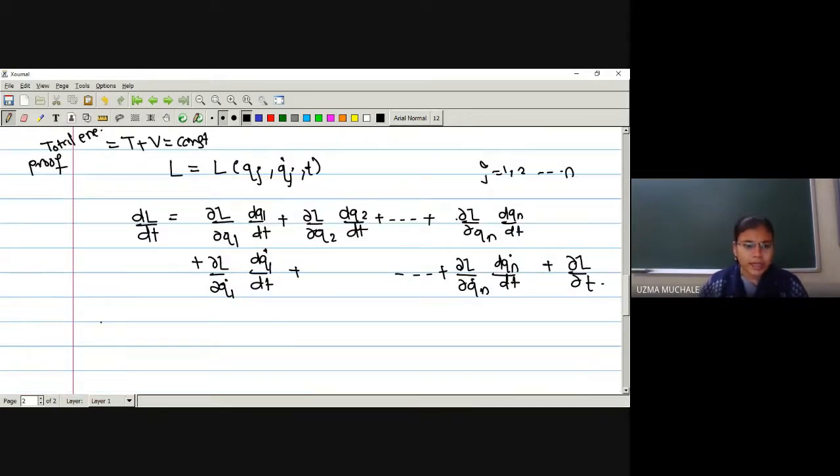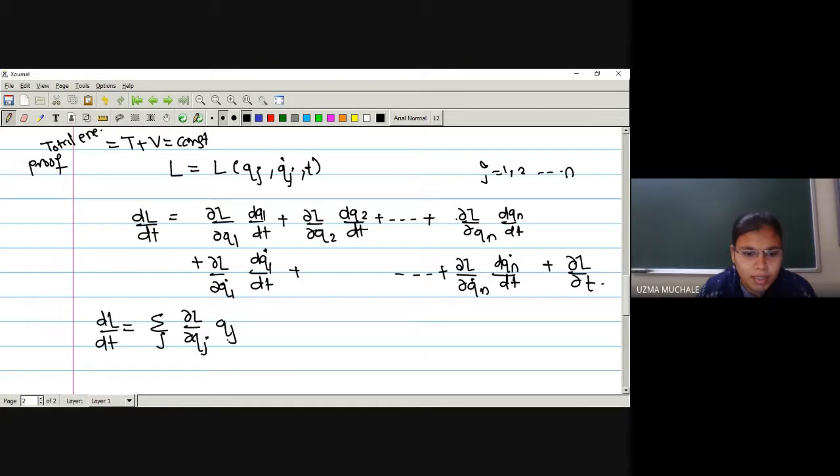Now these things I can write in the form of a summation. What is given is that L does not contain time t. So that's why we are going to differentiate with respect to t, so that the derivative will be equal to 0. Now all these terms I can write in the form of a summation over j of dou L by dou Qj into Q1 dot, Q2 dot and so on.